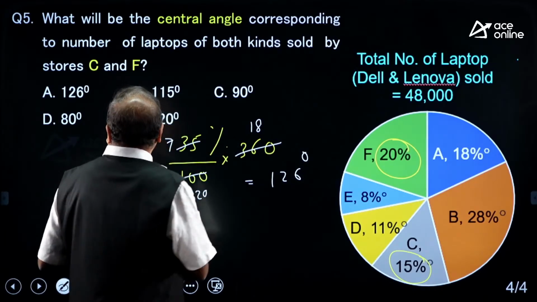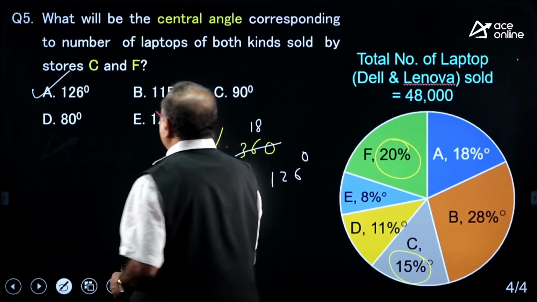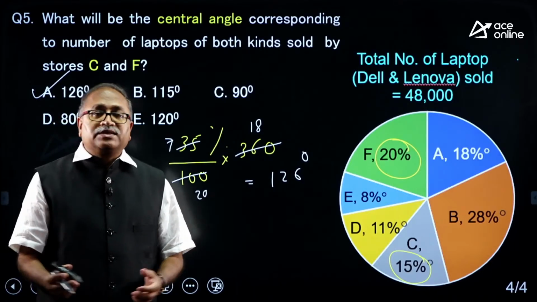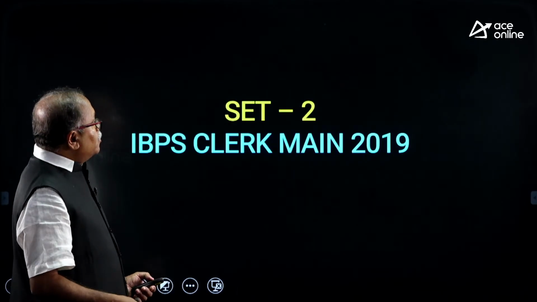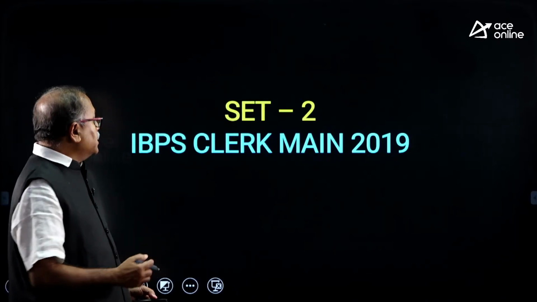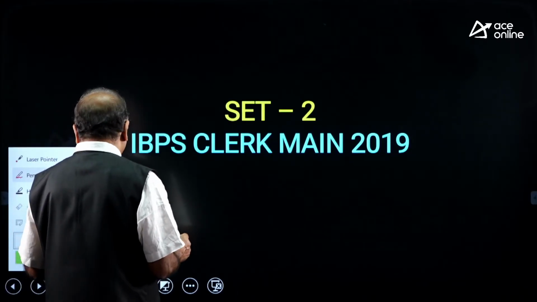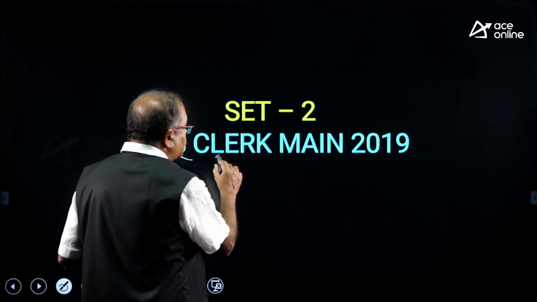Is it option 1? Oh, Anusha has rightly responded. It is option choice A. Well done.